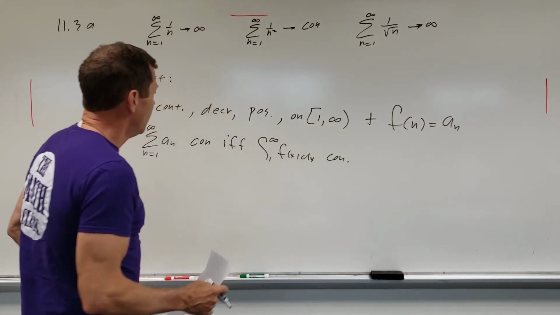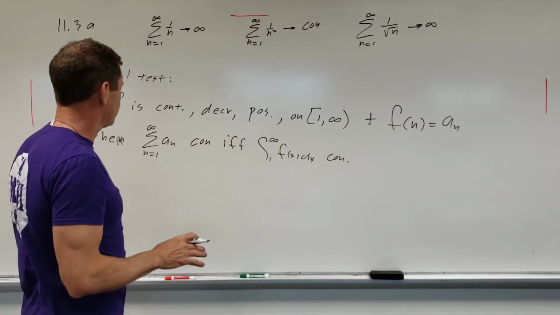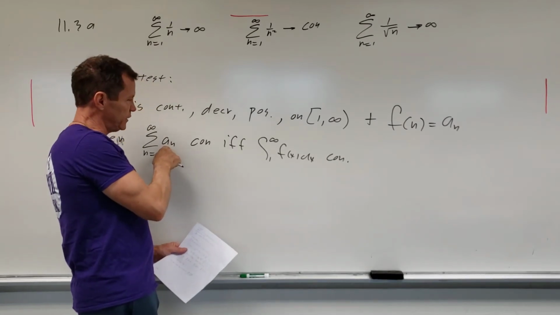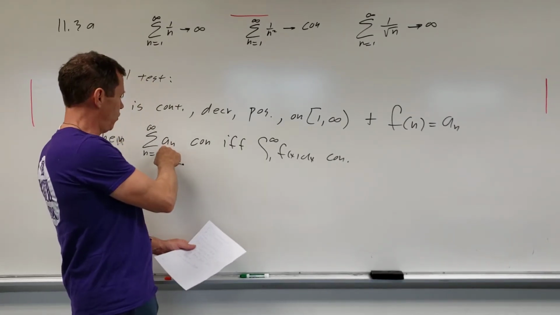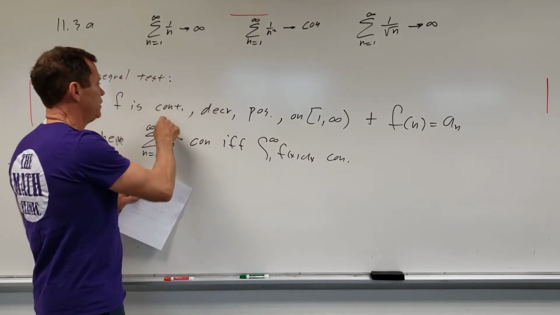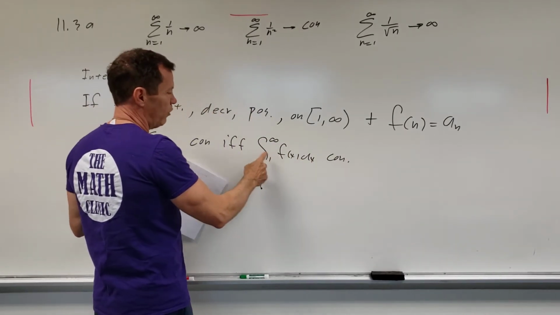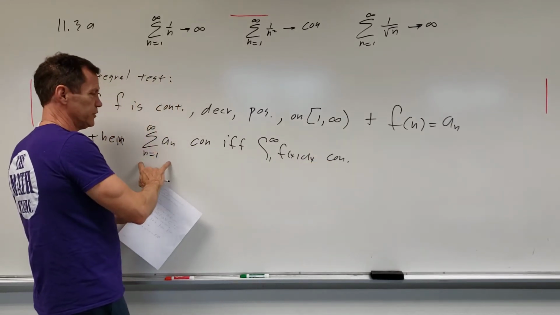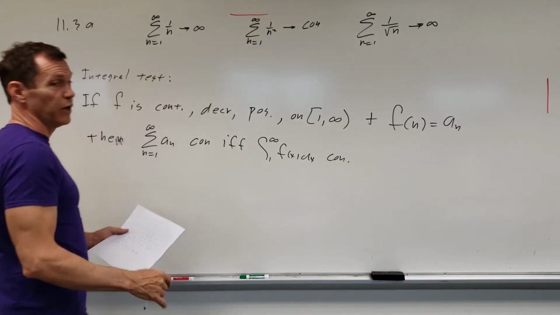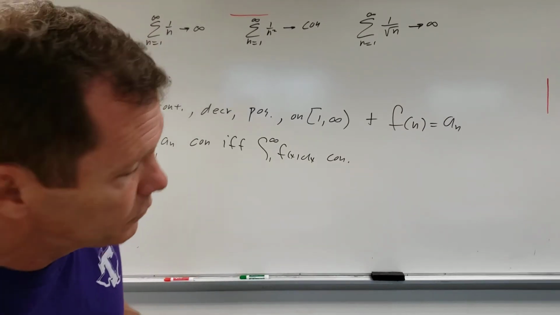Okay, what does that mean? You've got an integral, you've got a series you're looking at. Find a function that matches each one of your pieces at the integer. So at 1, it gives you what a1 is. At 2, it gives you what a2 is. At 3, it gives you what a3 is. And if that function is continuous, decreasing, positive on this interval, and if the integral of that guy converges, the series converges. If it diverges, the series diverges. That's what if and only if means. Again, it's a pretty powerful theorem, and we're going to use it to prove the p-series.